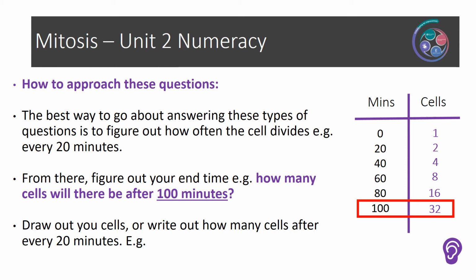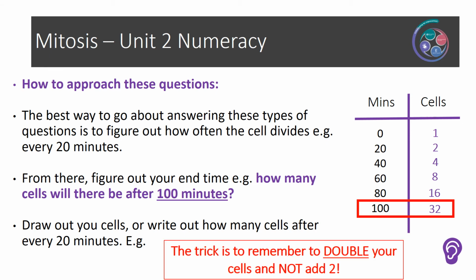I then stop at 100 minutes, as that's the answer to the question, so I know there are 32 cells after 100 minutes. A key point here, the trick is to remember to double your cells and not add 2. So we make sure that we go up 1, 2, 4, 8, 16, 32. These will always be the numbers that you will go down the list or the T table, and they shouldn't change in any way because you're always doubling your answer and not adding 2. So that is a helpful hint to remember.